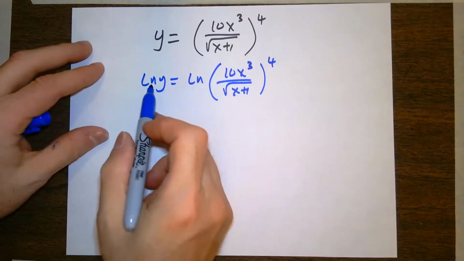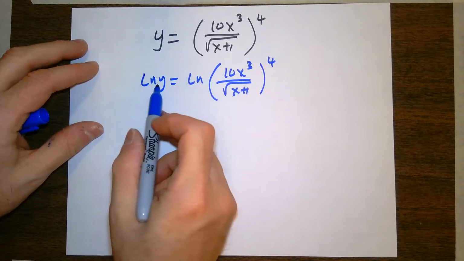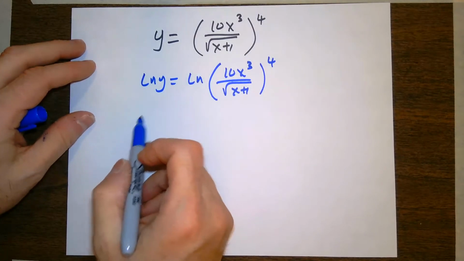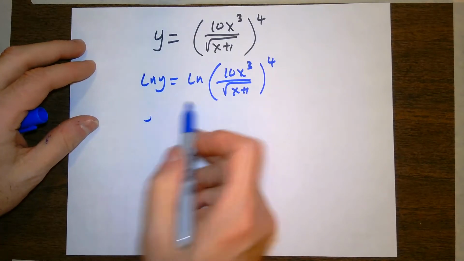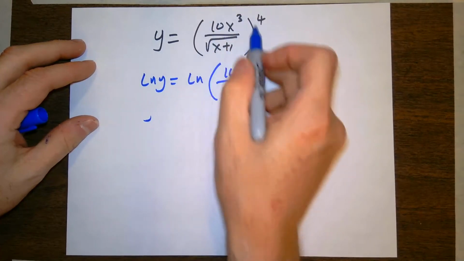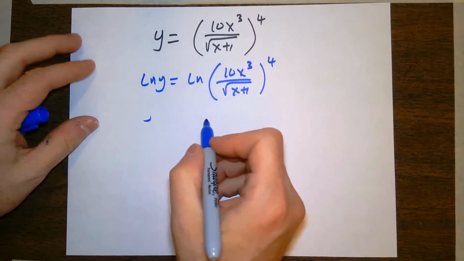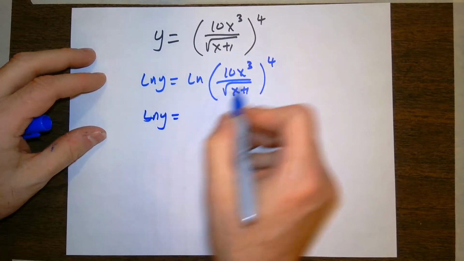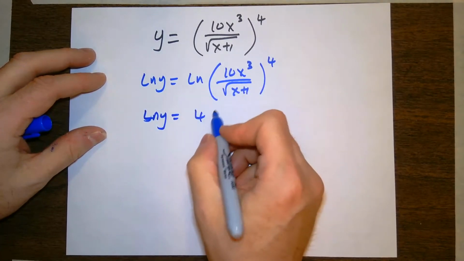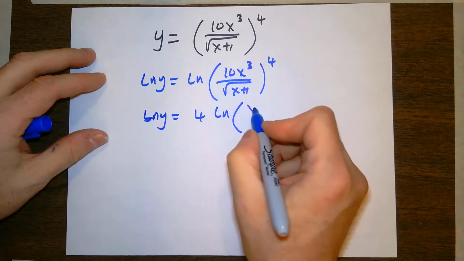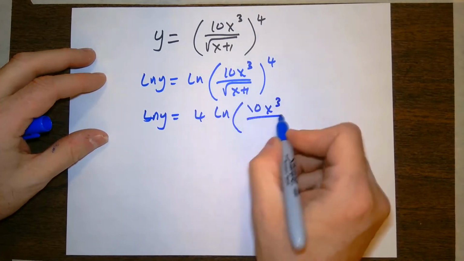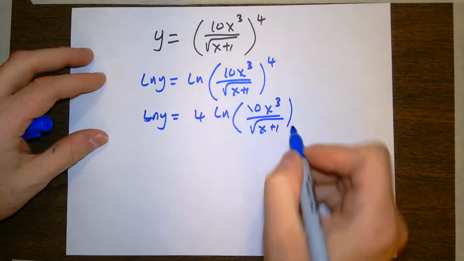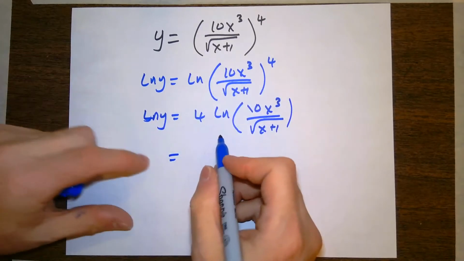I know in a minute I'm going to differentiate this, and the derivative of the natural log of y is going to be 1 over y times y prime. And then I'm going to multiply both sides by y, and I'm going to stick that in there. I know this is all coming. But I'm going to break this up. So I'm going to have the natural log of y equals 4 times the natural log of 10x to the third over the square root of x plus 1. Continue to break this up.